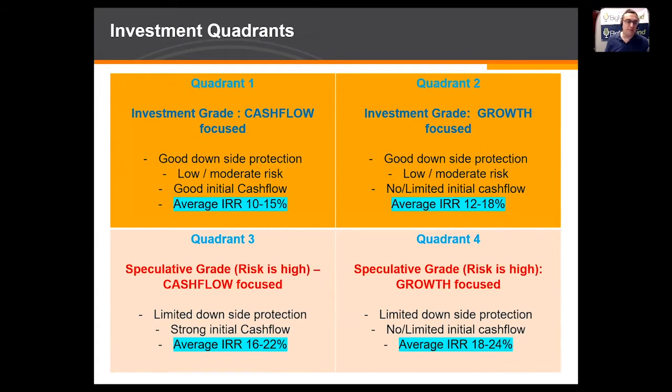The speculative grade projects, typically quadrant 3, could be focused on cash flow, like second lien loans. They have limited downside protection because they're in second position.